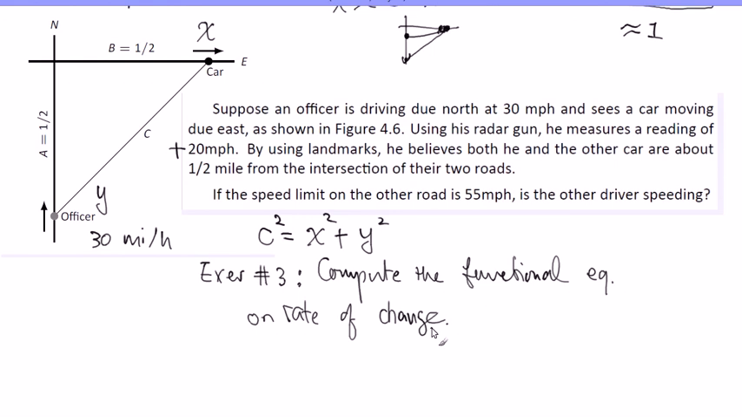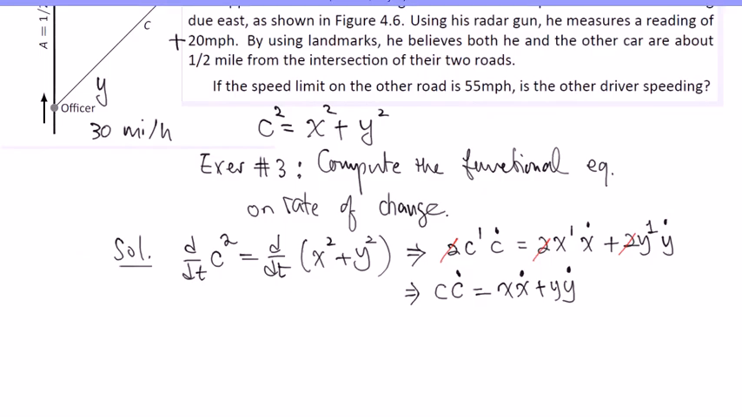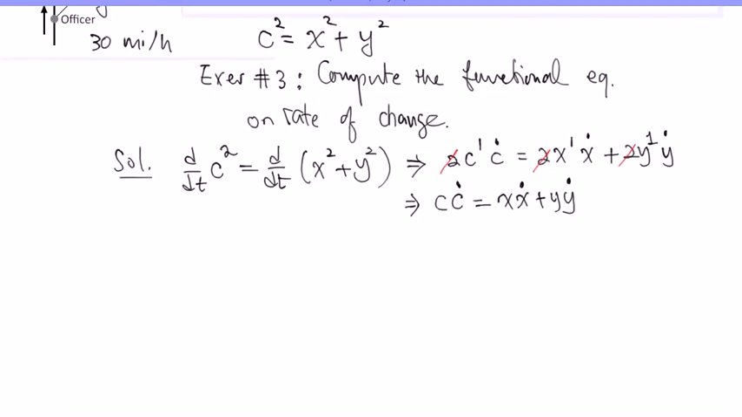And let me tell you, the answer is not the same as before. Seems like we're looking at the same thing, but the answer is not the same. Alright, was that okay? Left hand side c squared, if you differentiate it, you have 2c c dot, right? Right hand side you have 2x x dot. But this time y is not constant. y is changing as well. The officer is moving, so you must have this 2y y dot as well. Everywhere there's a 2, so after you cancel it, this is the functional equation on rate of change.